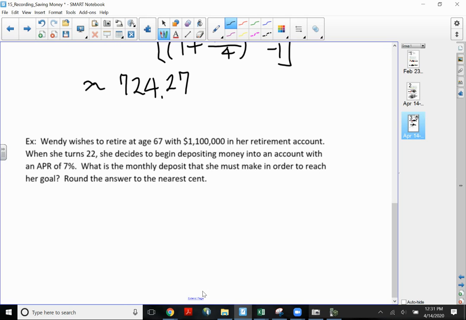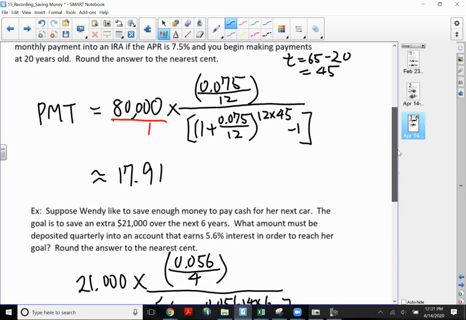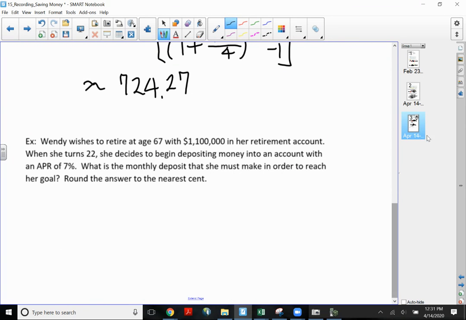Let's see. What is a month? I think I'm missing a question here. I keep looking back. I might have missed a question, but I will go find it.